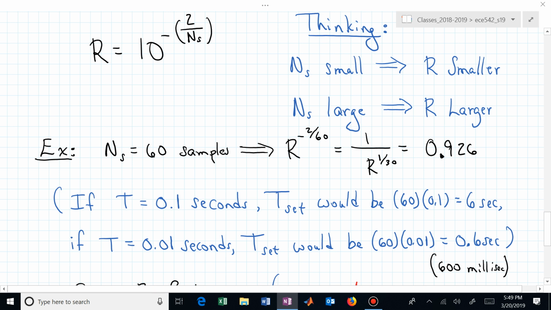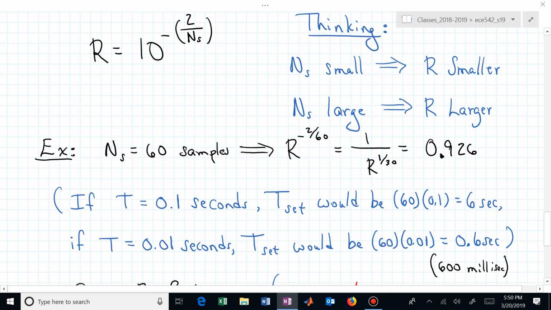Question? So you're saying 1 over r to the 1/30th is 60, so r equals 0.926? What I'm saying, I hope I did the algebra right, is r to the minus 2 over 60. Now I have a negative exponent, and I don't want to think about negative exponents, so I put it downstairs. I now have 1 over r raised to the 2 over 60. I canceled the 2, and I said r raised to the 1 over 30.